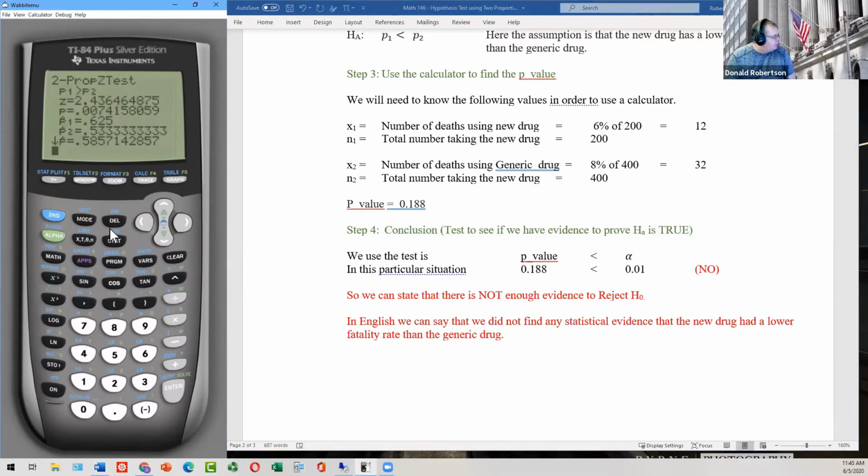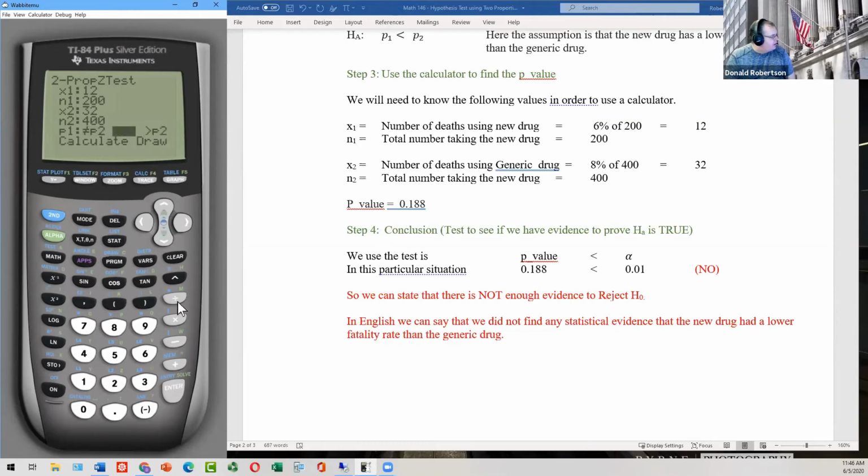And I'll go and we'll check this one out. I'll go over to tests. I'll do enter. Let's try that again. So X1 was 12. Sample size 200. The old drug, it was 32 people. And that was 400. Only this time we're going to check is P1 less than P2.